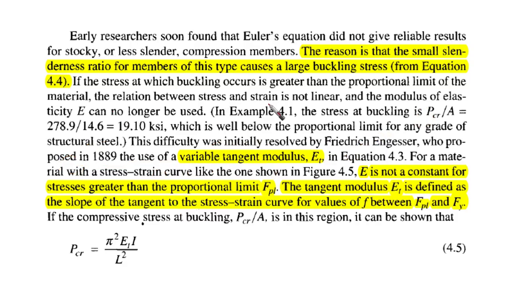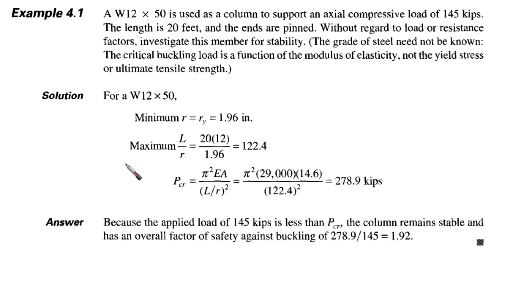The relation between the stress and strain is not linear, as we said, and the modulus of elasticity E can no longer be used. Remember in the previous example, our loading was 200, and the critical loading was 278 over the area, which is 19.1. So the stress at buckling was 19.1 ksi, which is well below the proportional limit for any grade of structural steel.